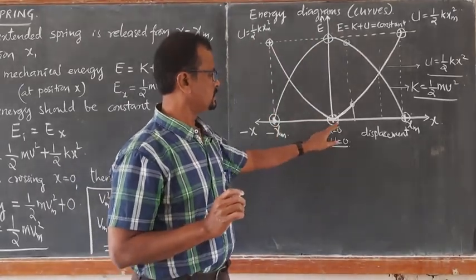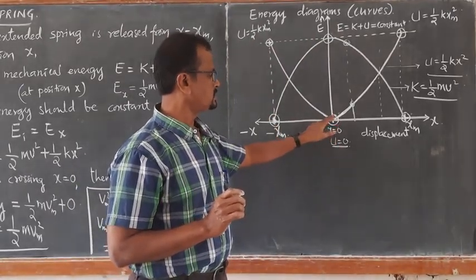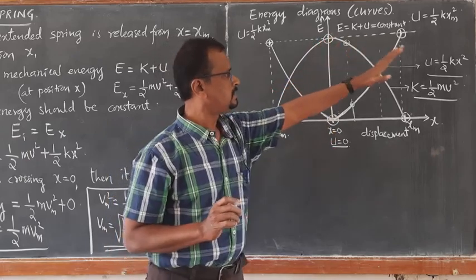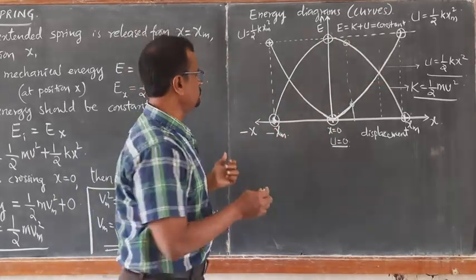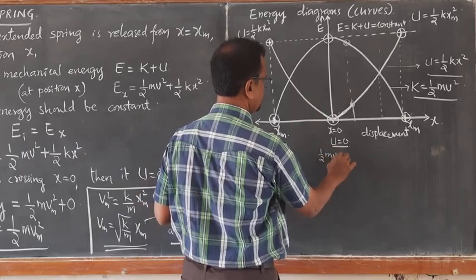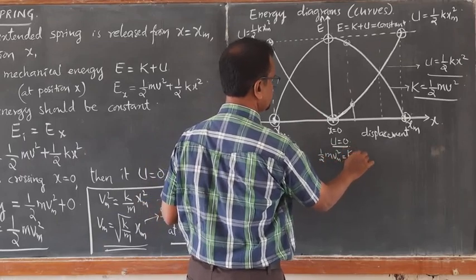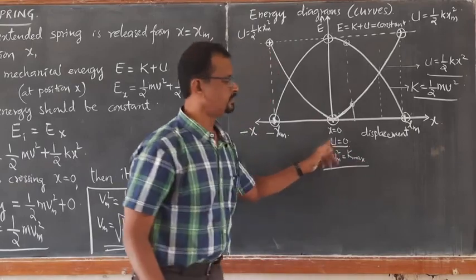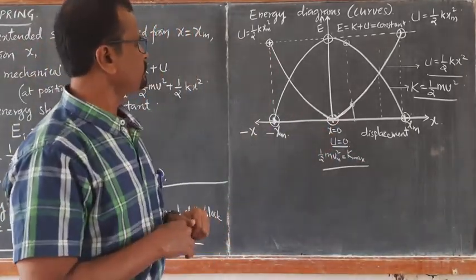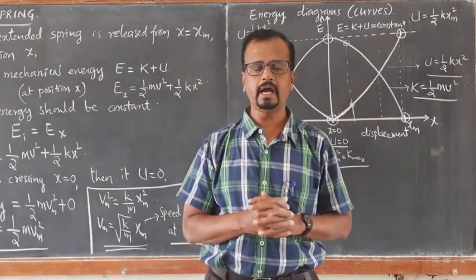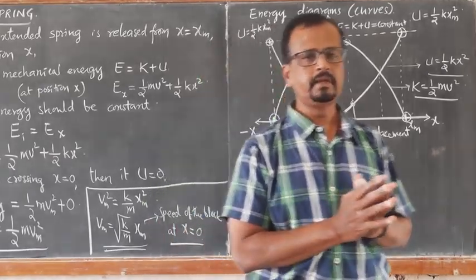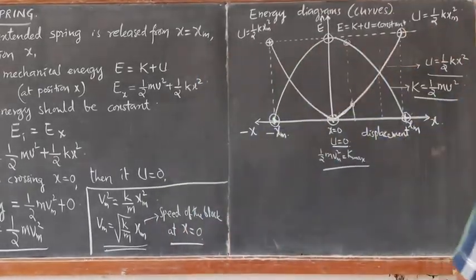At 0, potential energy becomes totally 0 and it has only kinetic energy, which is half m vm square, equal to the maximum K max. This is how we study the energy graphs using the equations of potential energy and kinetic energy for a given oscillating spring. Okay, now let us solve one problem based on this.